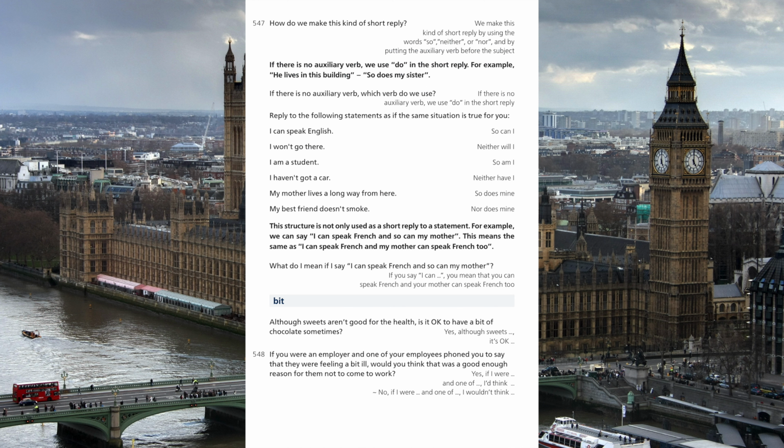How do we make this kind of short reply? We make this kind of short reply by using the words so, neither, or nor, and by putting the auxiliary verb before the subject. If there is no auxiliary verb, which verb do we use? If there is no auxiliary verb, we use do in the short reply.